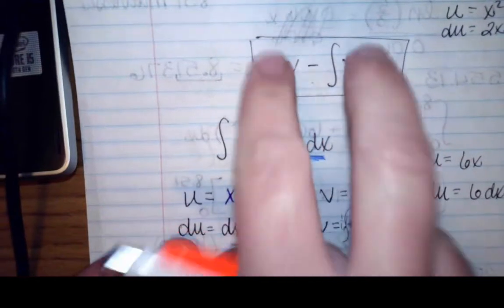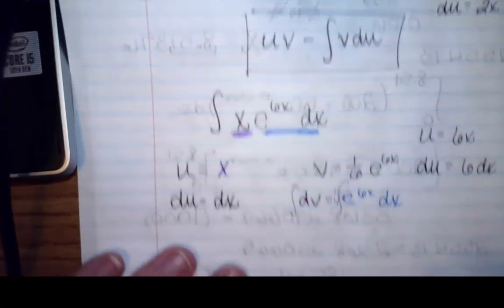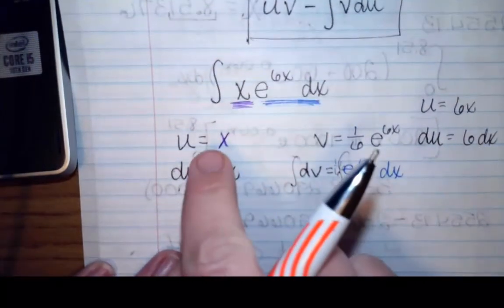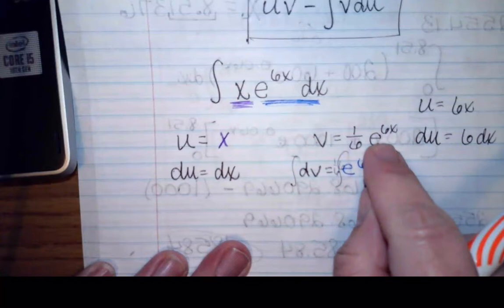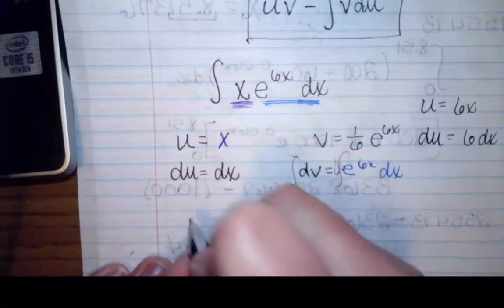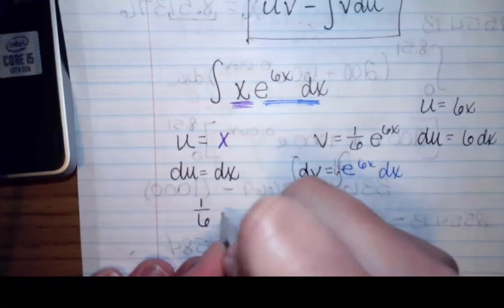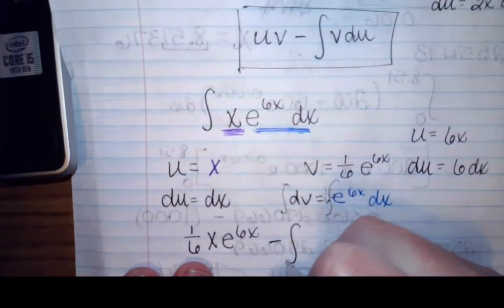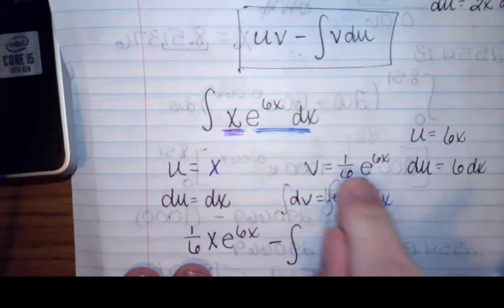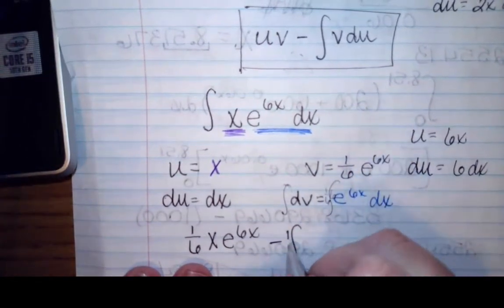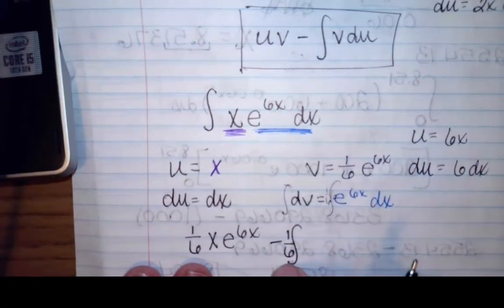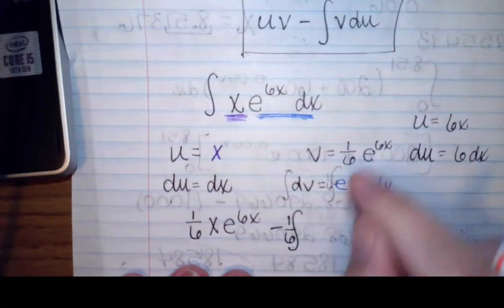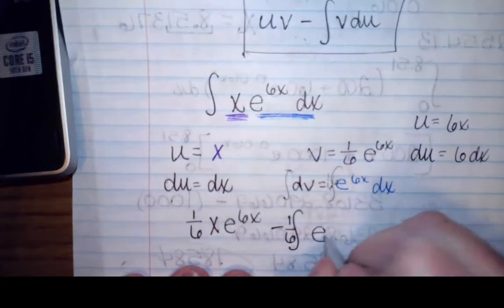Now you employ the formula. I'm going to go up and say uv. So u times v is going to be 1/6 x e to the 6x, minus the integral of v du. So minus the integral of v, which is 1/6 e to the 6x. I'm always going to put that constant out front. So 1/6 e to the 6x dx.